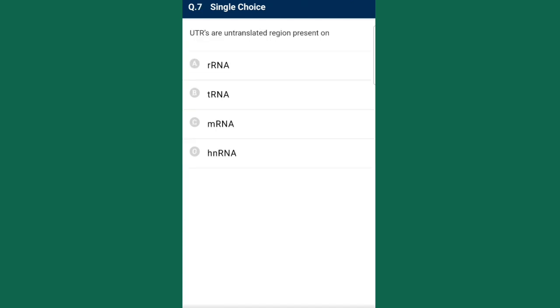Question number 7. UTRs are untranslated regions present on. A translation unit in mRNA consists of some additional sequences that are not translated and are referred to as untranslated regions. The UTRs are present at both 5' ends before the start codon and 3' ends after the stop codons. They are required for efficient translation process. So the answer is option C, mRNA.